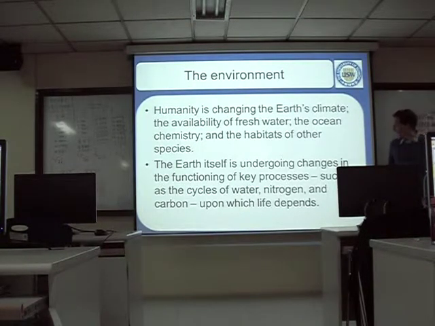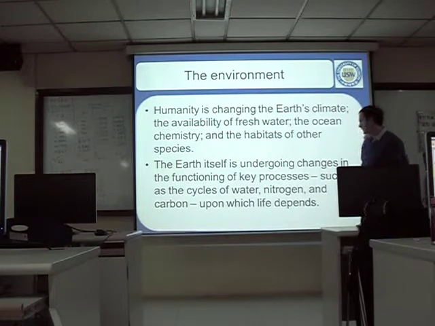So we also have this carbon dioxide issue. So water, nitrogen, and carbon is changing in the earth.